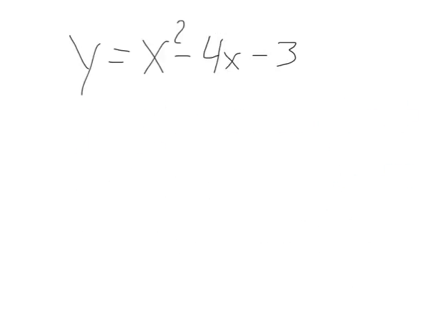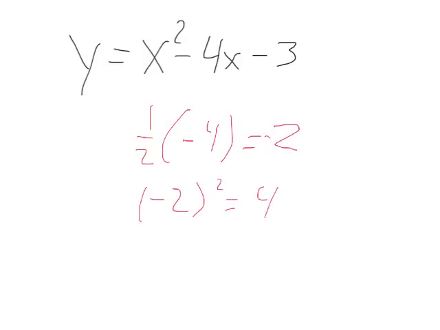Let's try another one. In this case, I can see that it's almost a perfect square trinomial. I have x squared and a negative 4x. I just want a different number here than I currently have. So I have to ask myself, what number do I want there? Half of negative 4 is negative 2, and negative 2 squared is positive 4. I don't currently have positive 4.